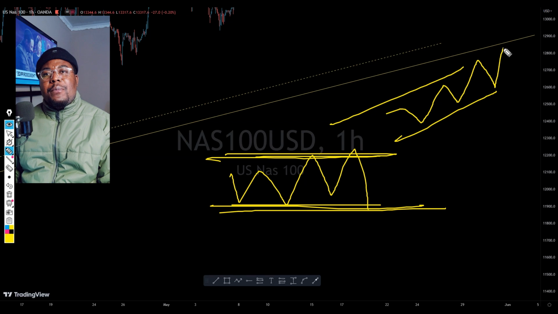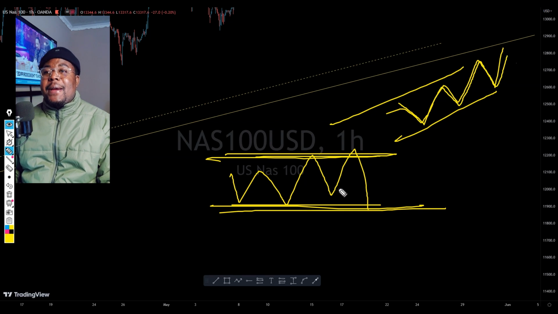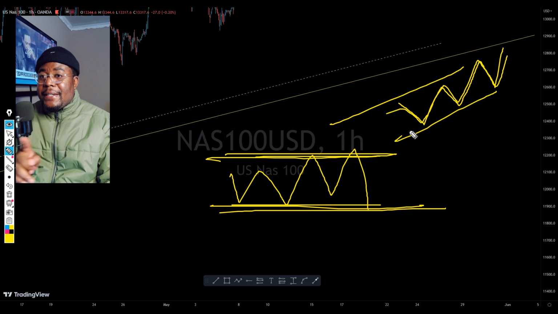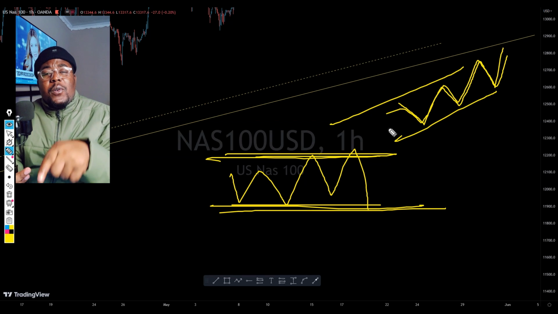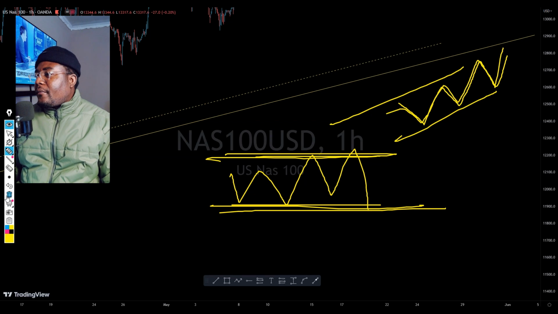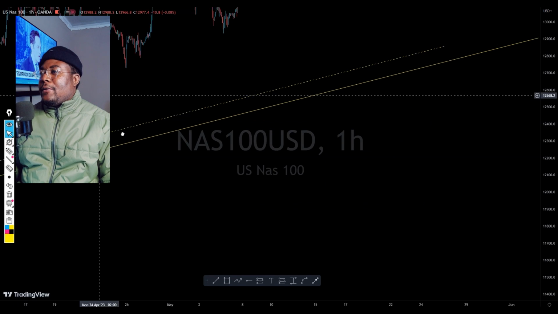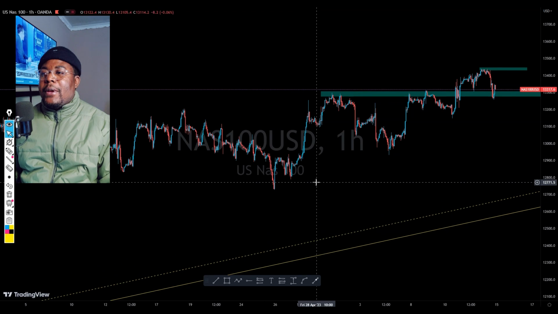or maybe the market will be pushing to the upside like that. So this is a trending market. We have to identify this area so that we can draw our support and resistance. I hope you're listening. So let's go on the chart and see if maybe we can get that.